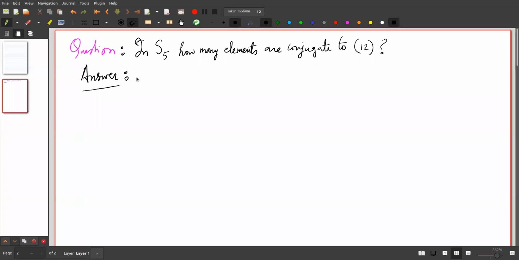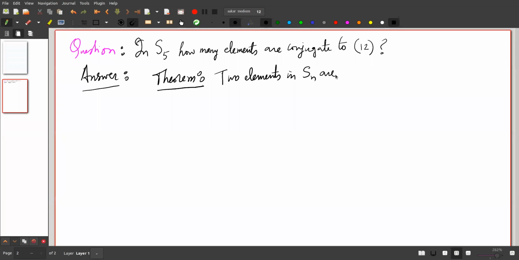No. So the theorem that we know is the theorem: 1 plus 1 plus 2 of the cycle type. Correct. So remember the theorem, and last time in the tutorial I think we gave a proof of this also. Two elements in Sn are conjugate if and only if they have the same cycle type.